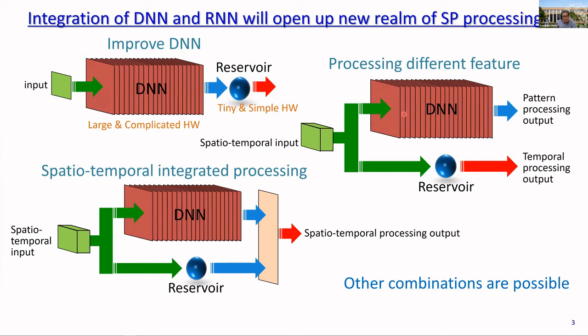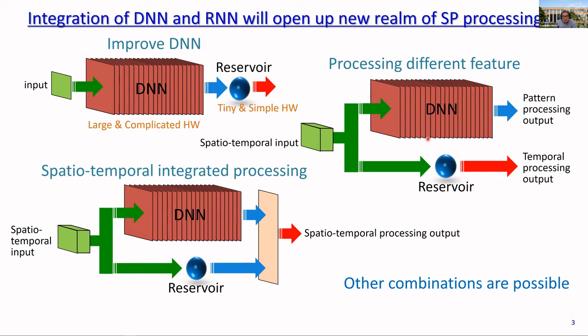Those are some examples of that paradigm. This is the most simple one. We use the reservoir network as the final stage of the DNN. This may improve the DNN. Note that the DNN is usually large and complicated, but the reservoir is very tiny and simple, so we can use just a little area on the chip.